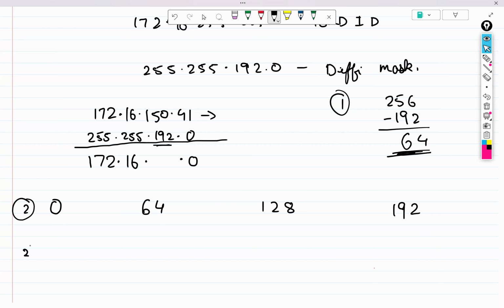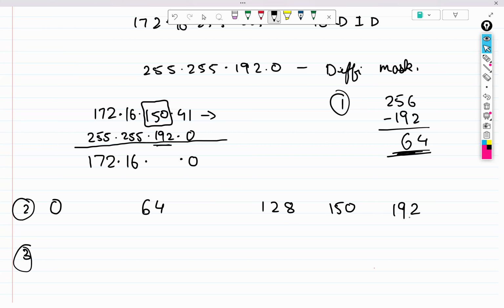Then the third step: in the IP address, we are looking for 150. Where is 150 in between these multiples? The 150 comes in between 128 and 192, correct? Your number 150 comes between 128 and 192.